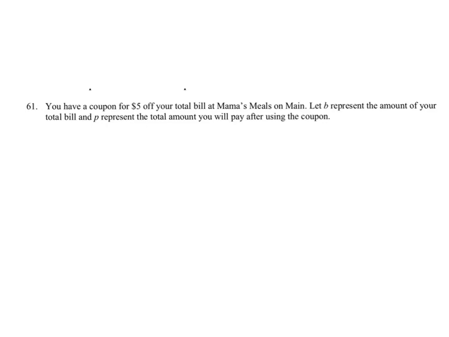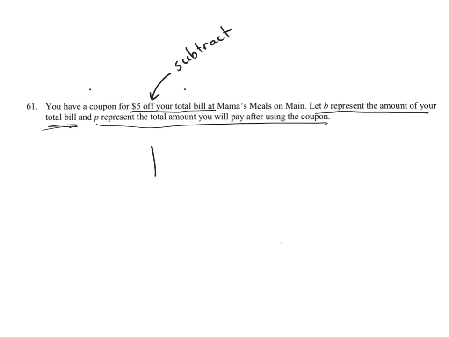Okay, on 61, they are wanting us to write an expression. So you have a coupon for $5 off your total bill. When you see the word off, subtraction should be ringing in your head. Okay, Mama's Meals on Main. Let B represent the amount of your total bill, and P represent the total amount you will pay after the coupon. So B is your bill. Well, you're getting $5 off your bill, so that's subtracting 5, which is going to give us our final total, which is P. So B minus 5 equals P for this problem.